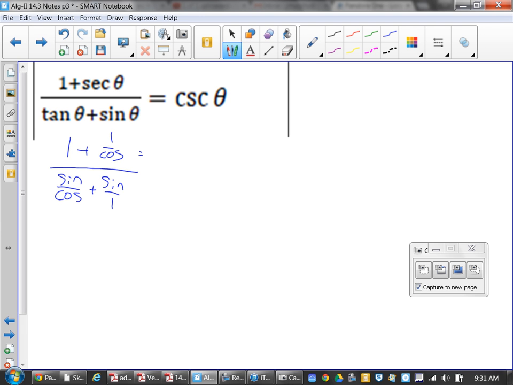Work with each one of the denominator parts independently to get the common denominator. So you get cosine, so it's cosine plus 1. Here it's cosine again, and it becomes sine plus sine times cosine. The next step is that you notice you have sines grouped together in that lower numerator. Factor out the sine.